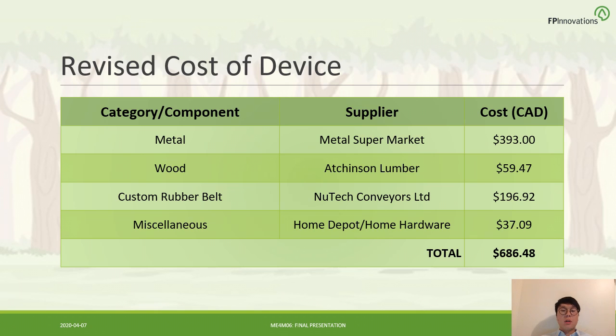And thirdly, the custom rubber belts were purchased for a total price of $196.92 at New Tech Conveyor Belts Limited. And lastly, the miscellaneous parts such as screws, nuts, and bearings totaled to an amount of $37.09, causing our total amount to be $686.48.